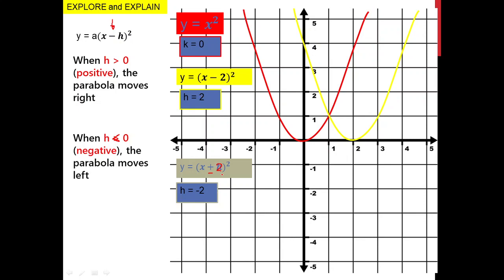Because this is very important. Okay? So since that is positive, take the opposite sign of this one, that's negative 2. So when h is negative 2, try to take a look at the behavior of the graph from our parent graph here. There. So since h is negative, the parabola moves to the left.